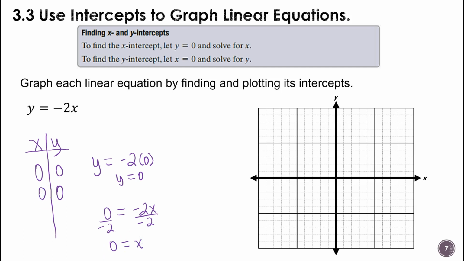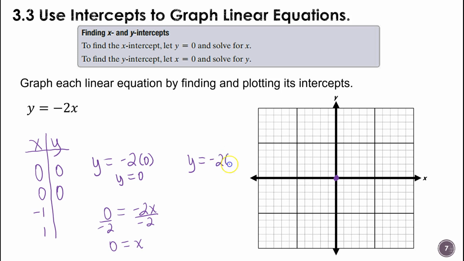So this is a special case where the x and y intercepts are at the exact same spot, because this line goes through the origin, which is at 0, 0. So we have to choose at least one more point. So let's do a couple more. How about -1 and 1? And so we're just going to substitute those in.